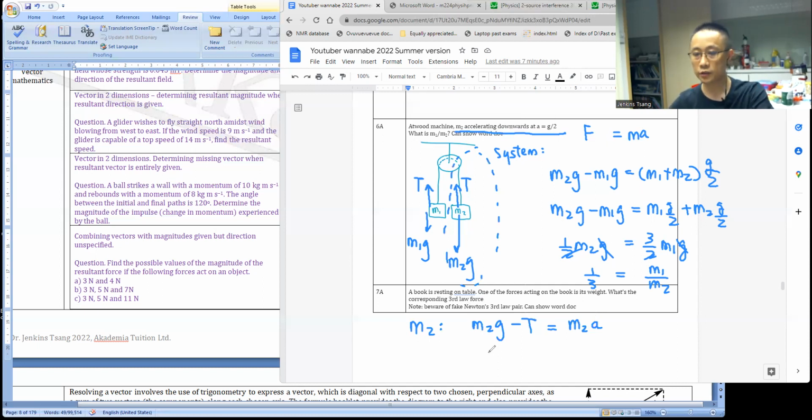And you can set up a similar equation for m1. It's T minus m1g this time equals m1a. And if you have done everything correctly, then the two T's should be equal and opposite to each other, as predicted by Newton's third law.